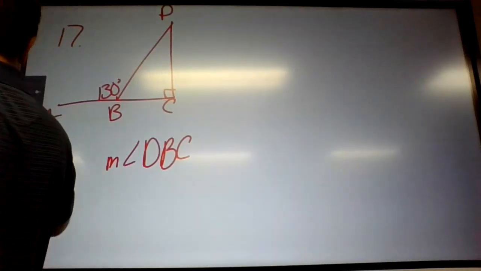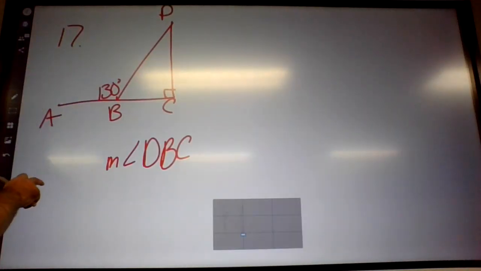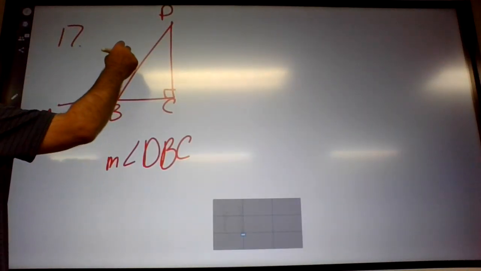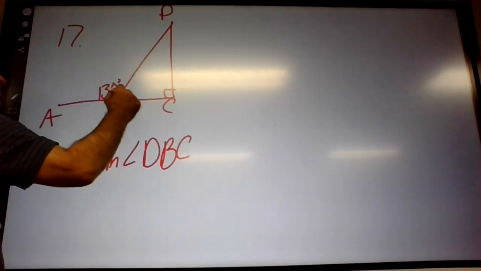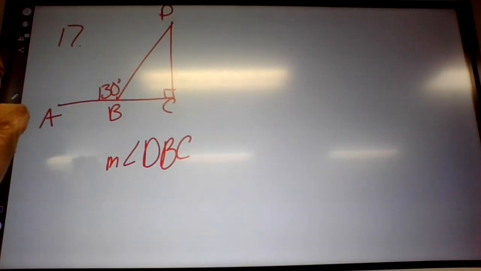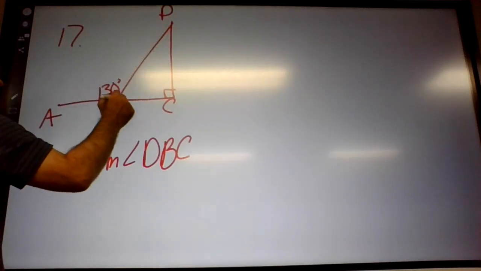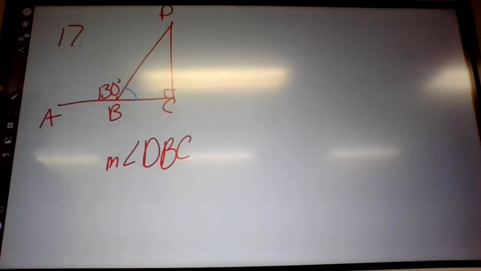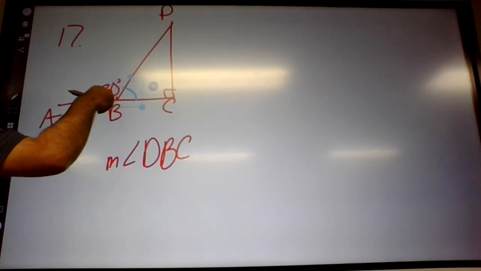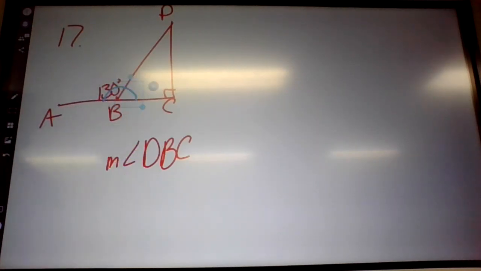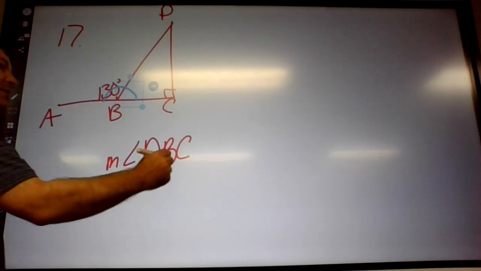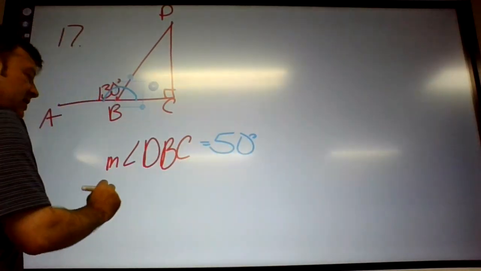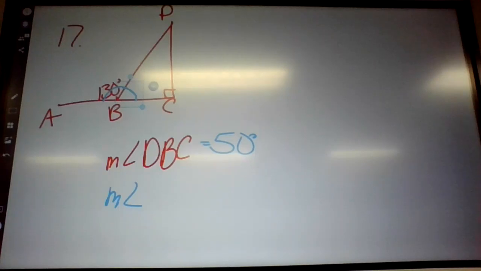Angle DBC is in there. How would we find that angle? DBC, so it's right here. The sides right next to the 130, together they have to make 180. They make a straight angle together. So 180 minus 130 is 50, and then it says find the measure of angle BCD.